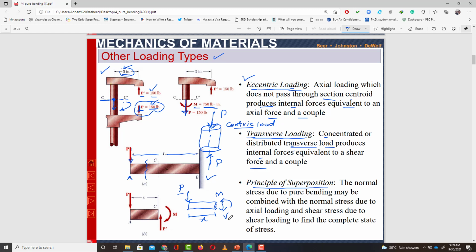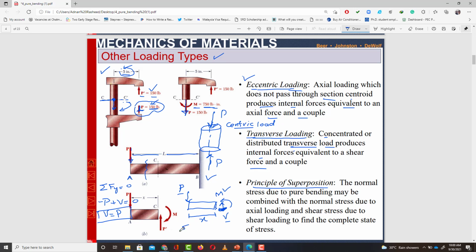So this P will be equal to V. But it will be in the opposite direction to P. Clear? To make an equilibrium condition, when you apply force, the sum of all forces along the y direction is equal to 0. So in this scenario you can see P is acting downward, that will be minus P, and V is upward, that is equal to 0. So V will be equal to P.